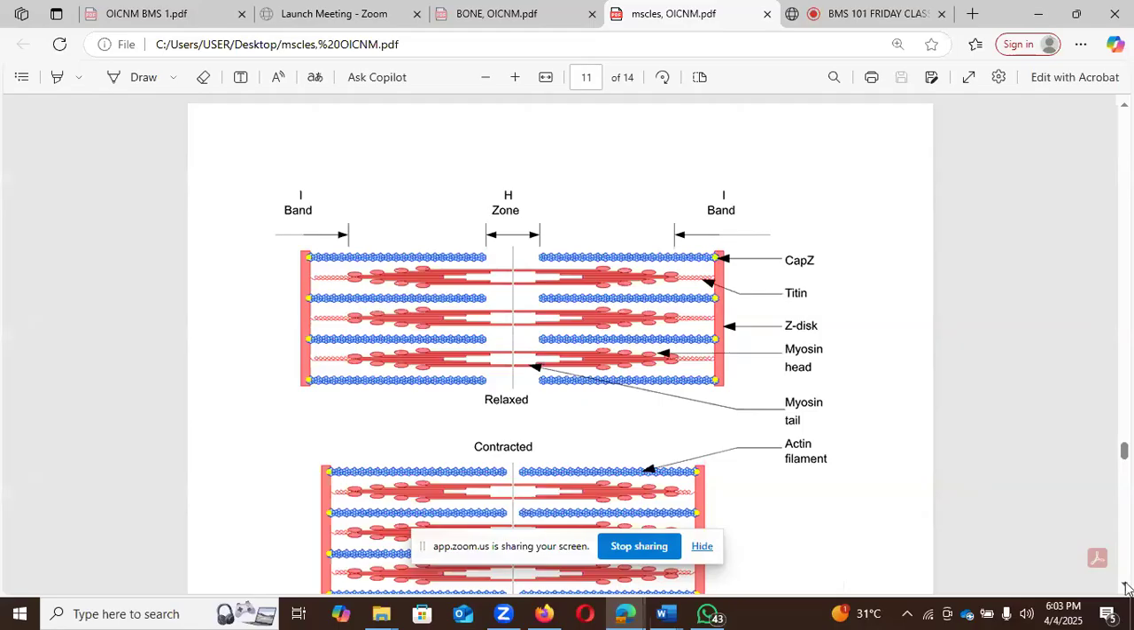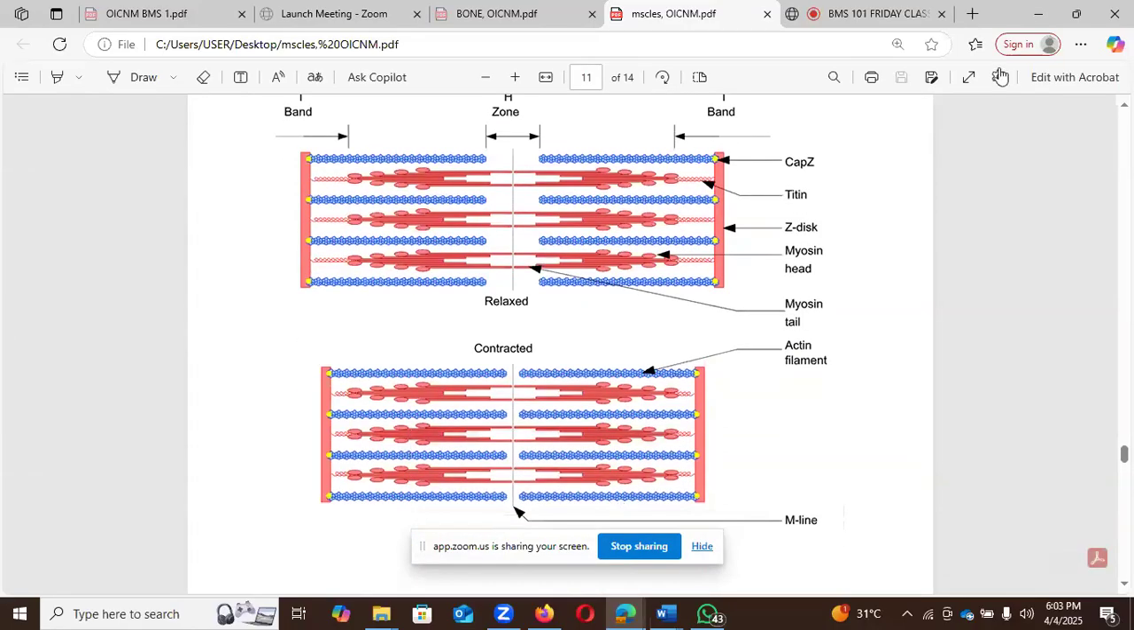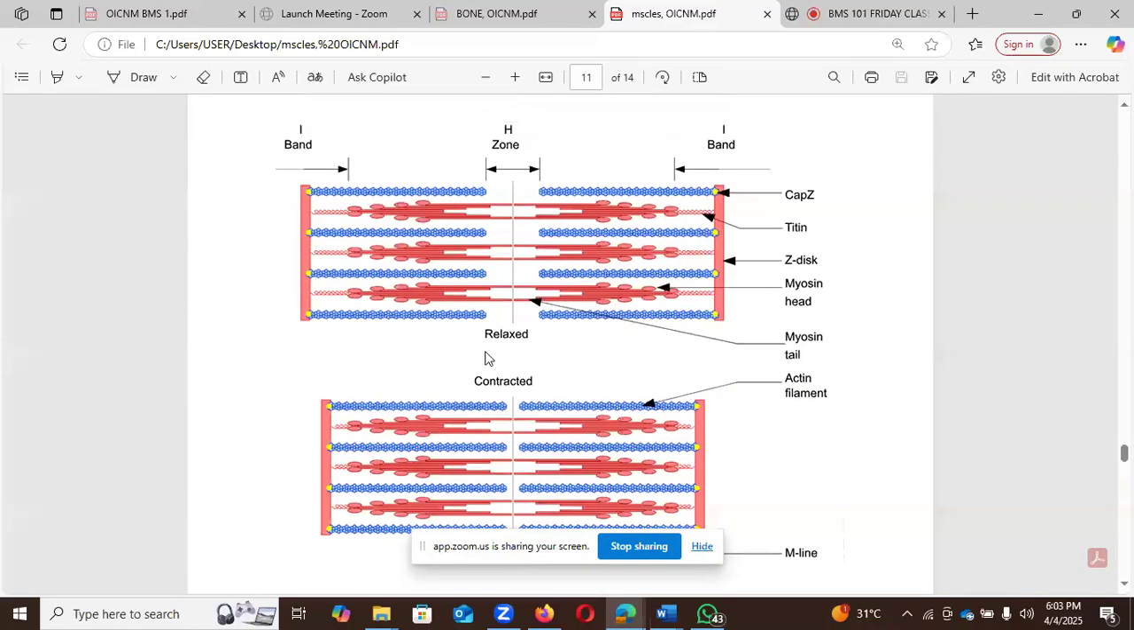When you look at the contracted muscle, the space in the M line and the H zone, and the H zone of the relaxed filament, you can see that this one is wide, this one is narrow. So it shows that this one is contracted, this one is relaxed.